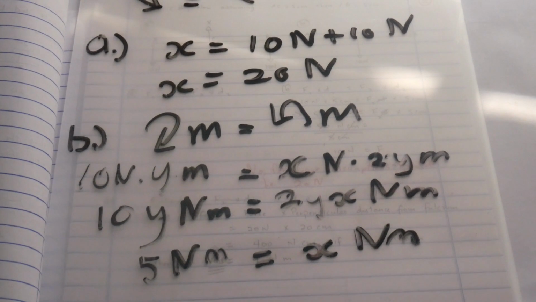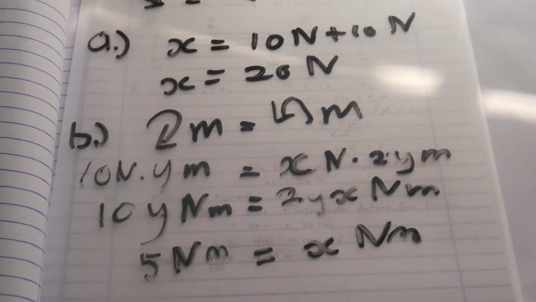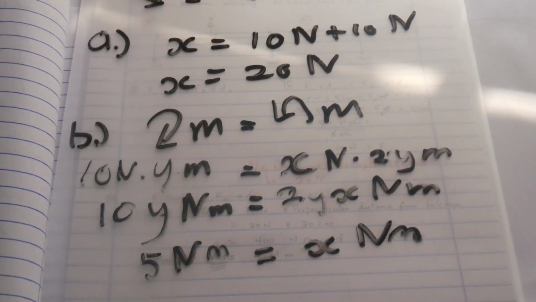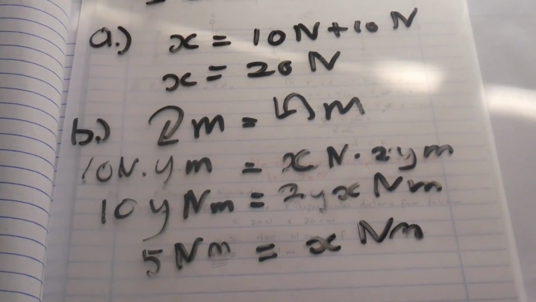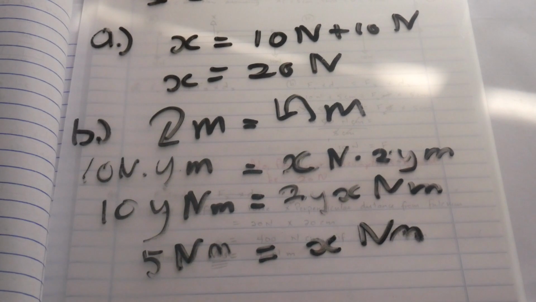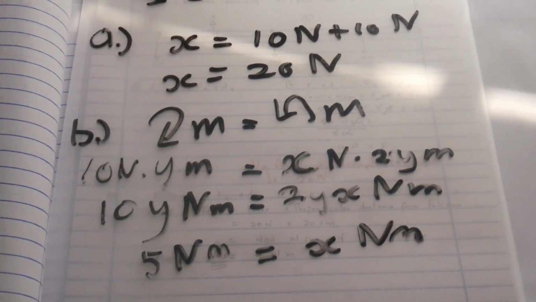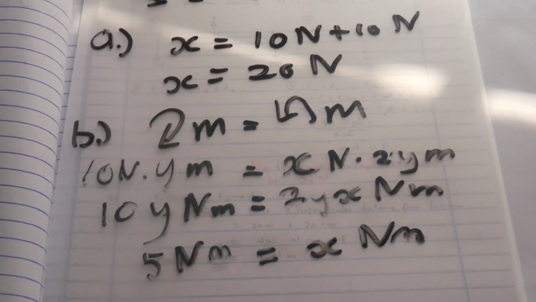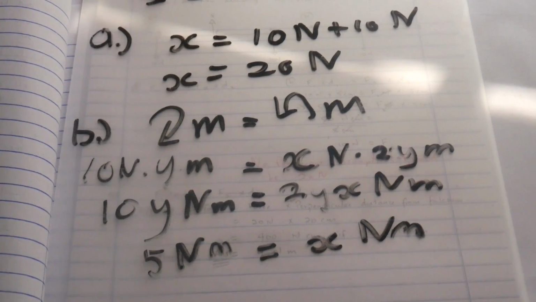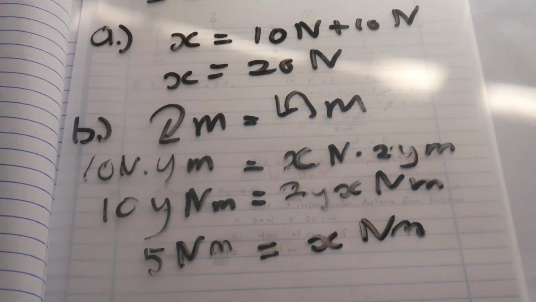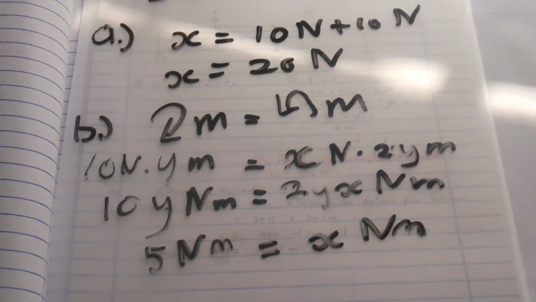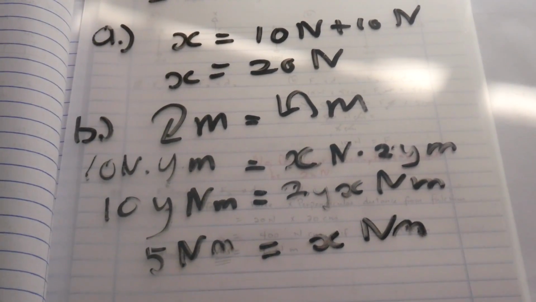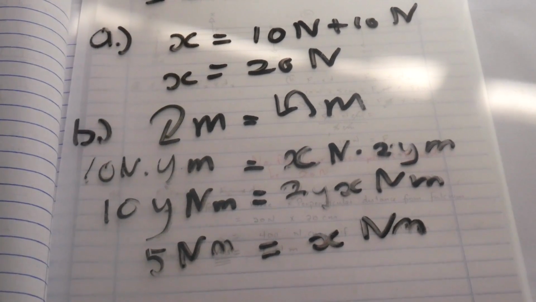I put y meters because they did not give any distance. They just said that AC is equal to CB. Because I'm trying to find x newtons as the answer, I can't put my distance as being x also. I have to choose a different variable. So I call the distance y. So AC is y and CB was also y. So from A to B would have been 2y.